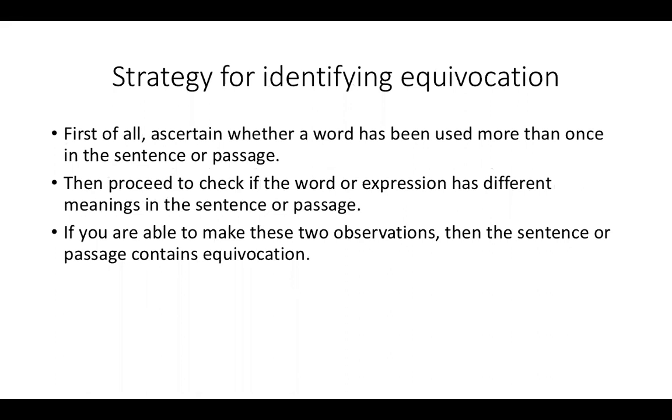Strategy for identifying equivocation. First of all, ascertain whether a word has been used more than once in the sentence or passage. If you are to identify equivocation, it has to involve a word that has appeared more than once. That's the first step. Then proceed to check if the word or expression has different meanings in the sentence or passage. If you are able to make these two observations, then the sentence or passage contains equivocation.